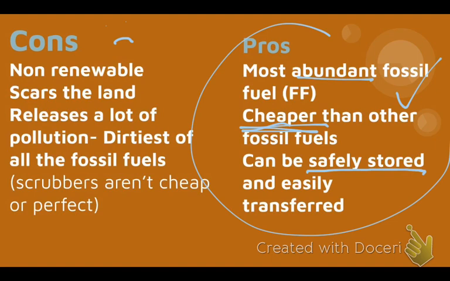Also, the fact that you scar the land when you get coal, that's a big negative. It's the dirtiest of all the fossil fuels. So the things I'm underlining are the biggest deal. So it's the most abundant, it's the cheapest, it's safe. However, it's the dirtiest fossil fuel. And that's one of the biggest negatives for coal.